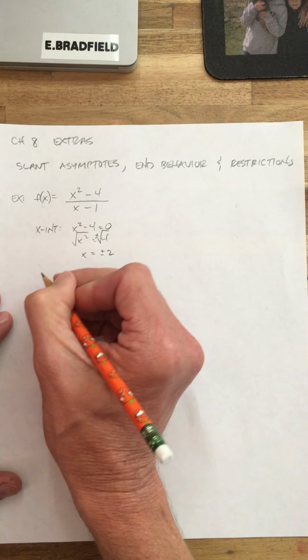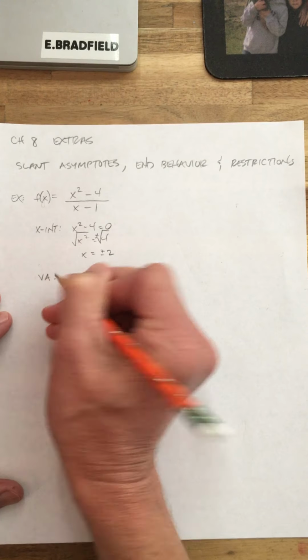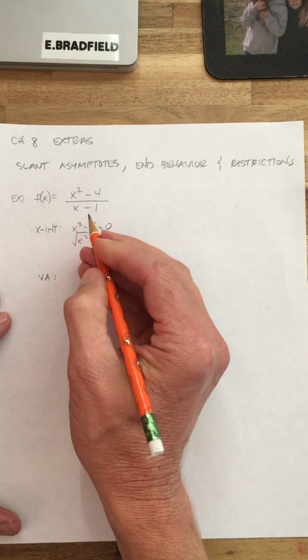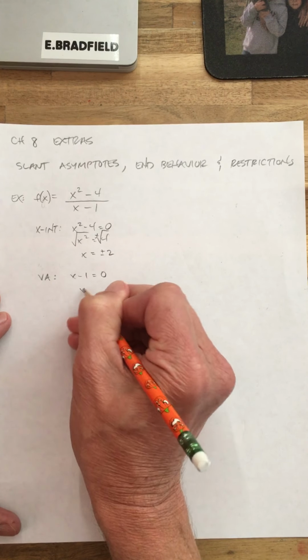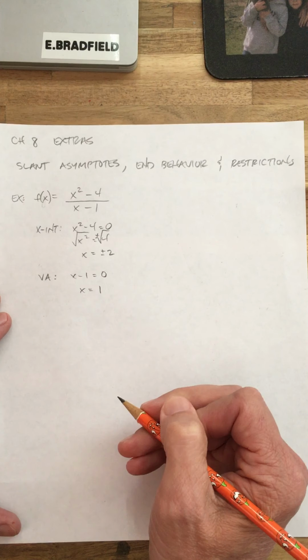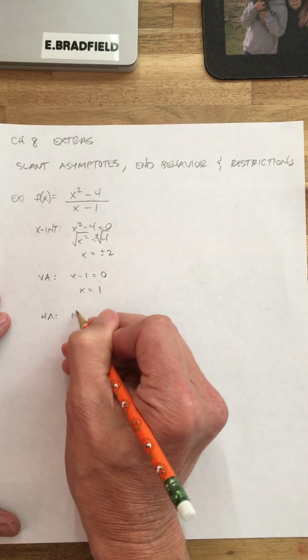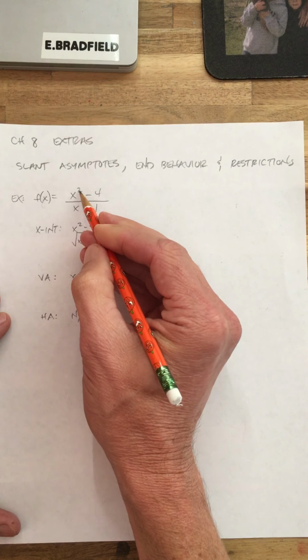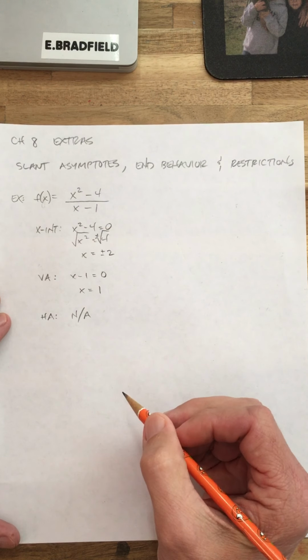All right, let's find the vertical asymptotes. Okay, the vertical asymptote we find by setting the denominator equal to 0. So x minus 1 equals 0. So x equals 1. Okay, we already discussed the horizontal asymptotes. We don't have any. That's because the degree of the numerator is greater than the degree of the denominator.